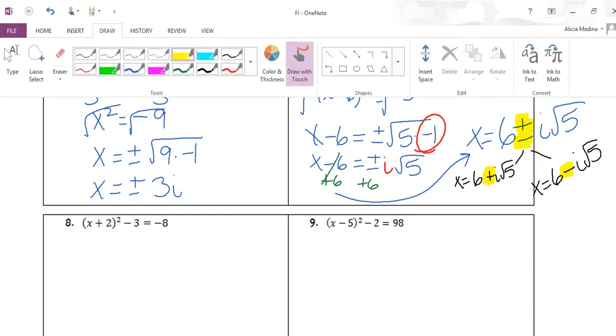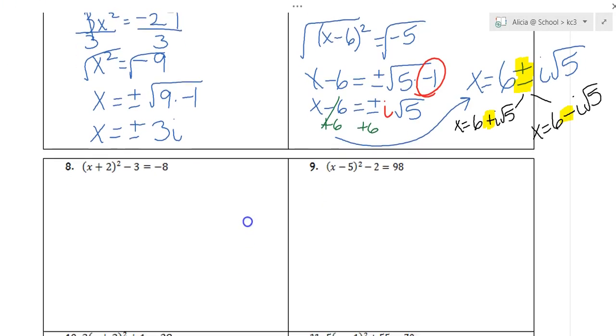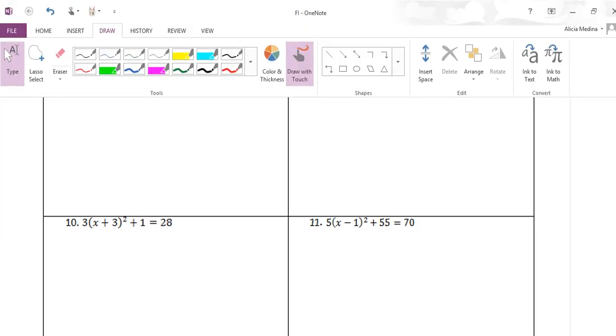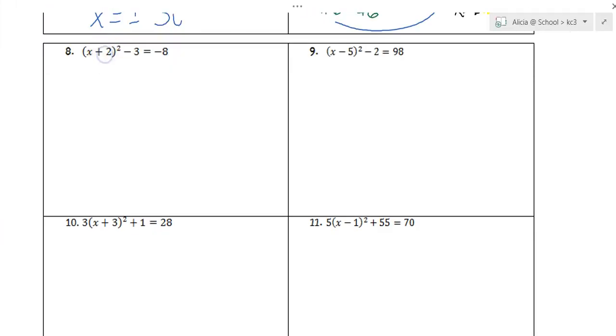All right, let's practice this two more times here. I have actually 8, 9, 10, and 11. Doing that same process as what we were doing in number 7. So again, isolate what's being squared. x plus 2 is what's being squared. So I have to add 3 on each side. So x plus 2 quantity squared is going to equal a -5. Notice I have a -8 plus 3. They're opposite signs, so I subtract them and take the sign of the larger number.